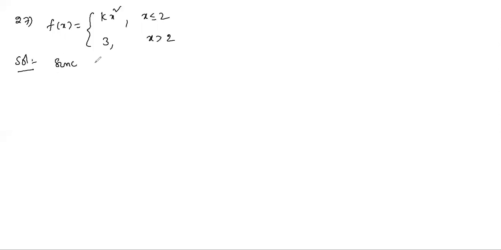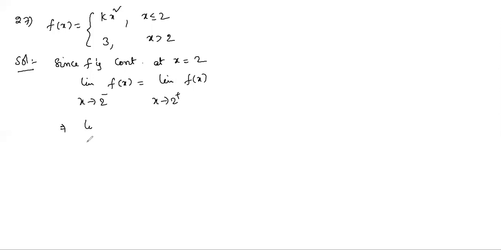Since f is continuous at x equals 2, here you have to equate the left limit and right limit. Limit as x tends to 2 minus of f of x equals limit as x tends to 2 plus of f of x. The left side f of x is kx squared, and the limit as x tends to 2 plus, f of x is 3. So by direct substitution, k into 2 squared equals 3. The k value is 3 by 4.